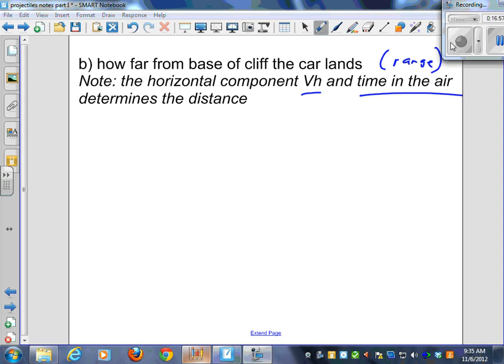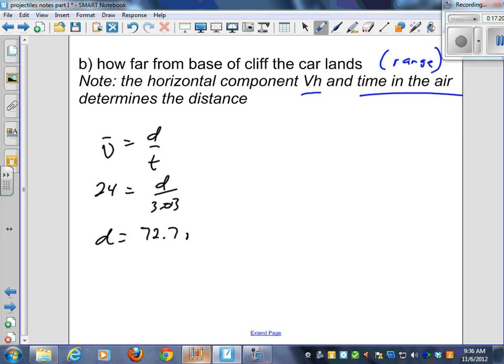Okay, so it's going to be pretty straightforward. It's just going to be V bar equals d over t. V bar, same thing as the constant velocity, right? So it's going to be 24. My time is 3.03. Pretty easy to do. It was 24, wasn't it? Yeah. 72.7 meters.